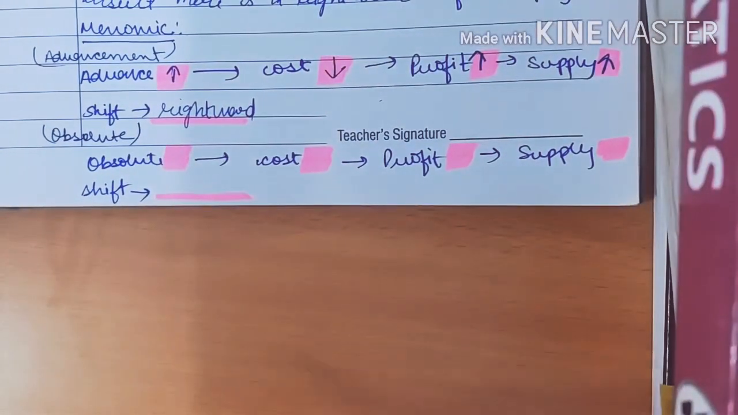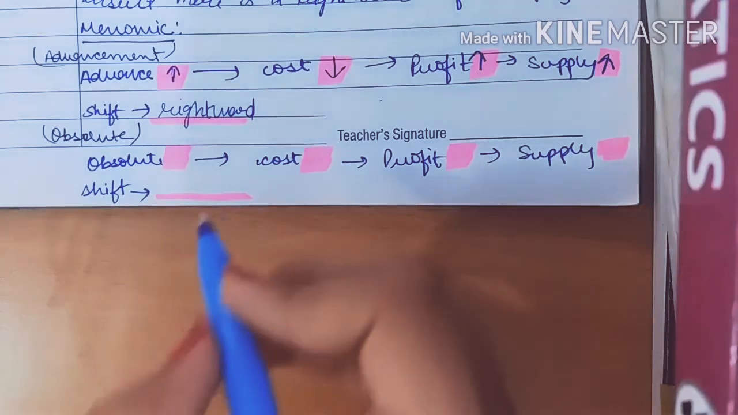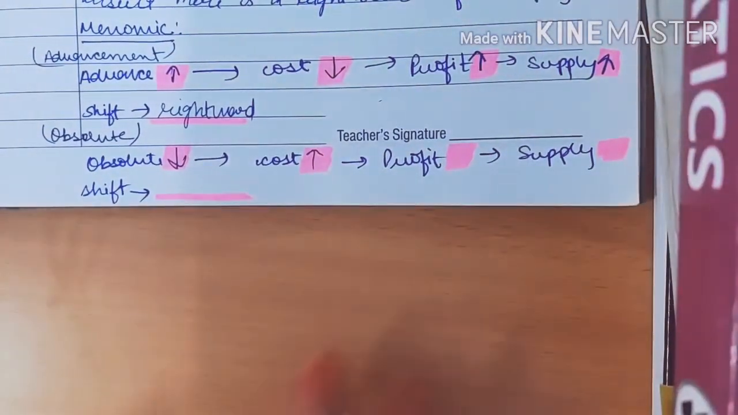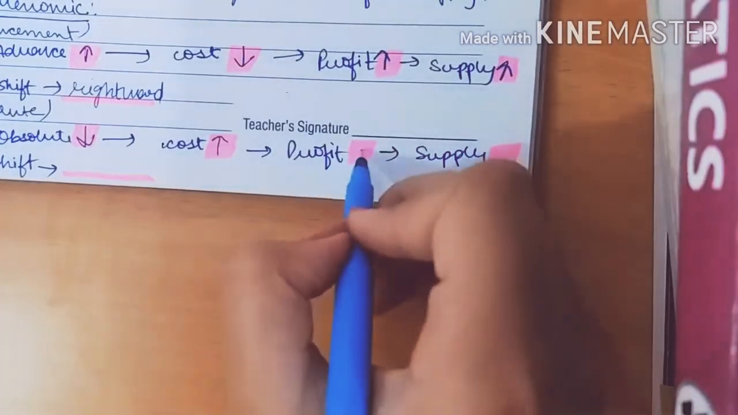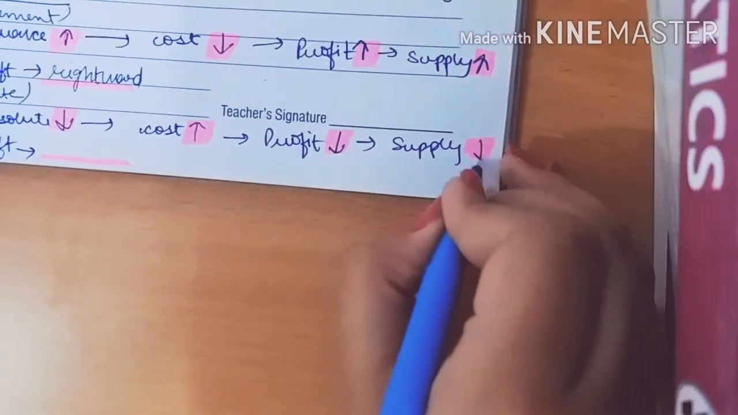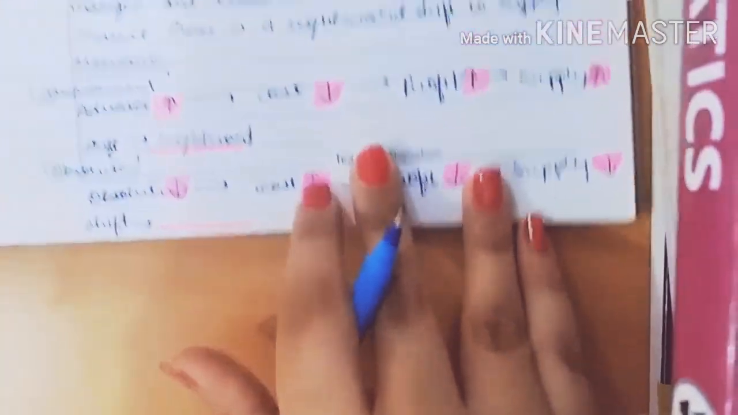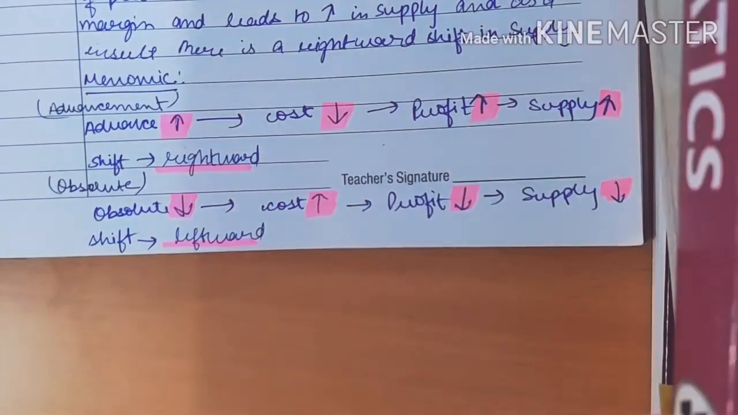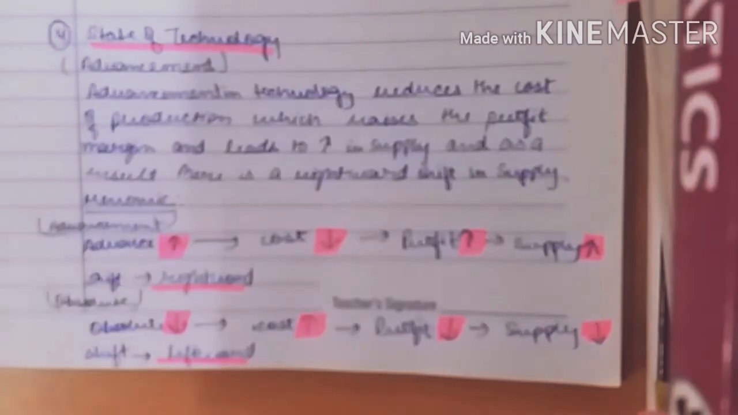Similarly, when we talk about obsolete technology or obsolescence in the technology, it will increase the cost of production, which will lead to a reduction of profits and a fall in the supply, which will lead to a leftward shift in supply. This is how you can learn these factors. It's really easy. And next, let's move on to the next factor.